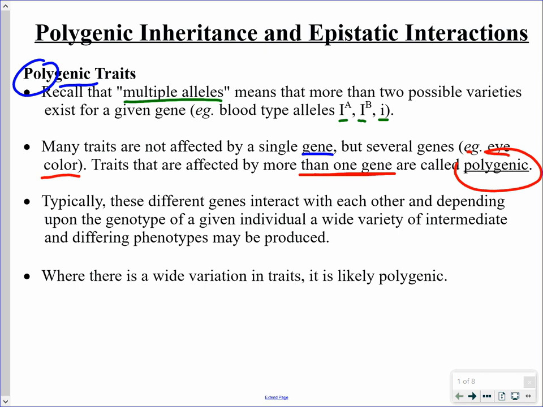So if we take a look at the genes and the effects of these genes, they might interact with each other, and depending upon what the genotype is, what we can end up with is not just a few, but a wide variety of different and intermediate types in the phenotype that is produced, again, depending upon what the genotype is. So if there is a great deal of variation for a particular trait, then chances are it is likely to be polygenic.